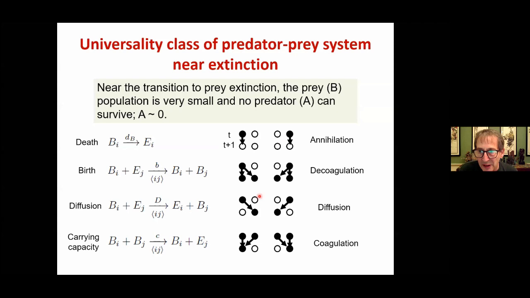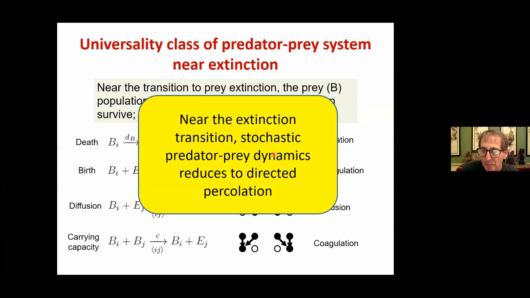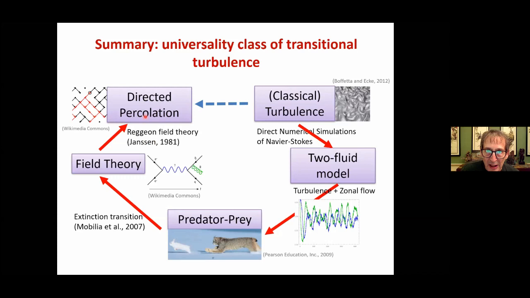And so what do you learn from this? Near the extinction transition, stochastic predator-prey dynamics reduces to the four basic processes of directed percolation. So what I've shown you then is that these predator-prey dynamics actually reduce to directed percolation. And so now we've gone round this loop and demonstrated that the laminar turbulence phase transition is in the universality class of directed percolation. So is it true? Well, let's have a look at experiment.